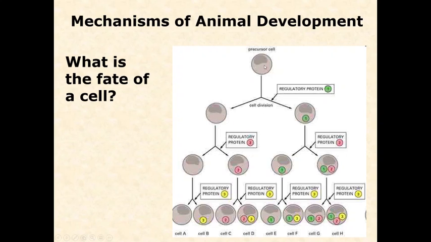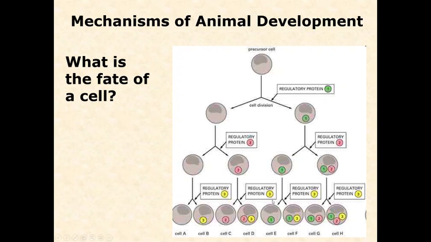So notice by just a single, and often it's more complex than this, but a simple model is at each division, we can end up with doubling the number of differential cells. And so notice by the time we get to 8-cell stage down here, we have 8 different cells based on the transcription factors that are present in those cells. Okay, so it's a very simplistic model.